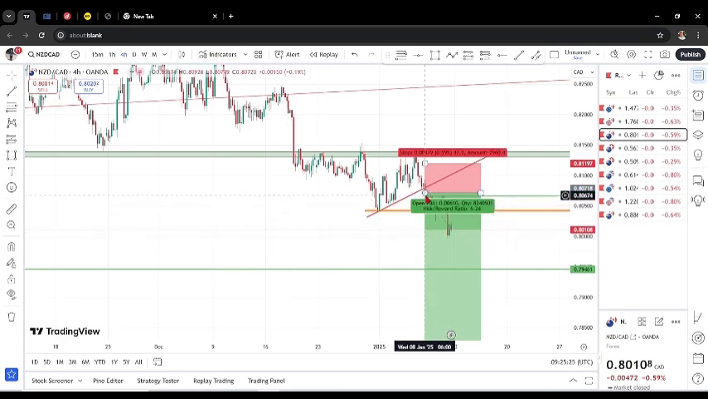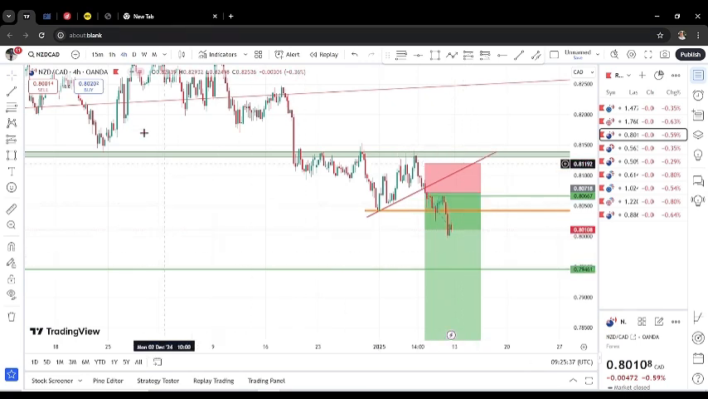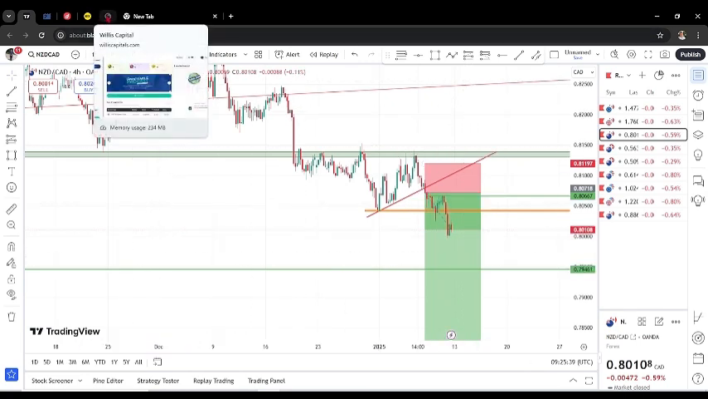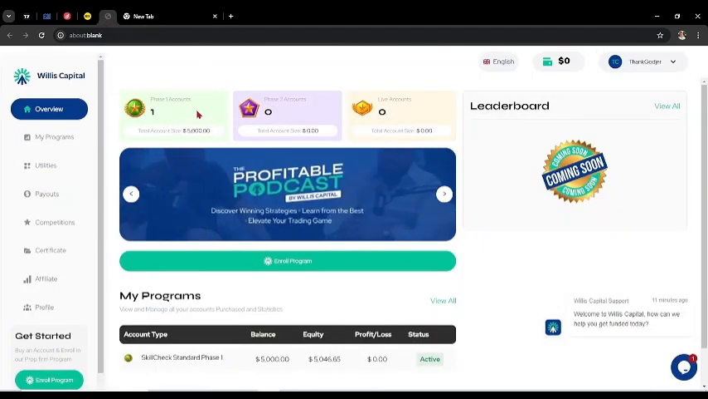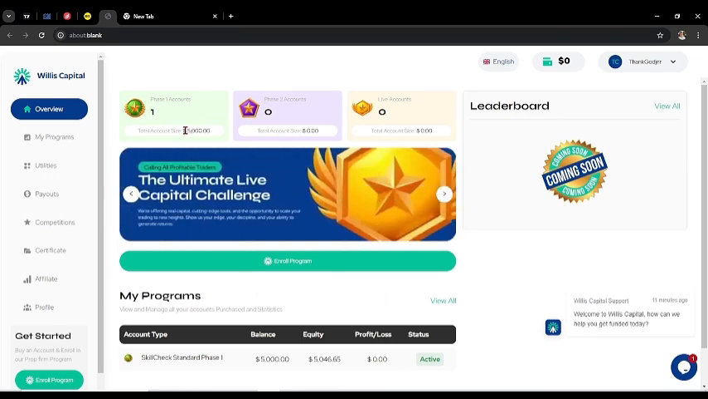I jumped in around the close of this 4-hour bearish candle. Immediately the candle closed, I jumped in on a sell, risking 1% of my account. I bought an account, guys, on Waste Capital. This is the account I bought on Waste Capital, and I'm going to trade it. I want you to join me as I trade this account and we'll pass it together.